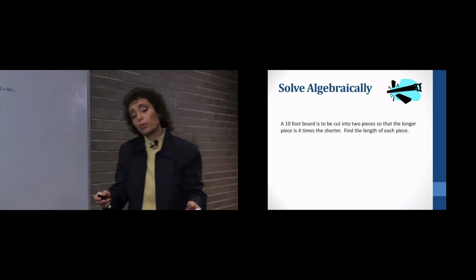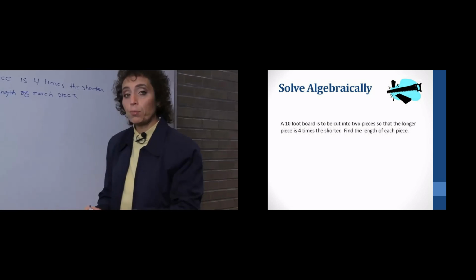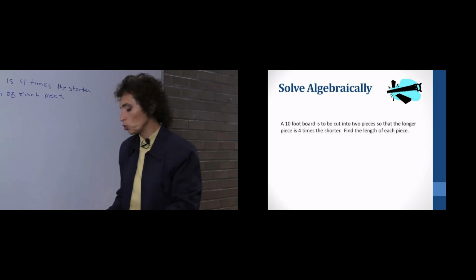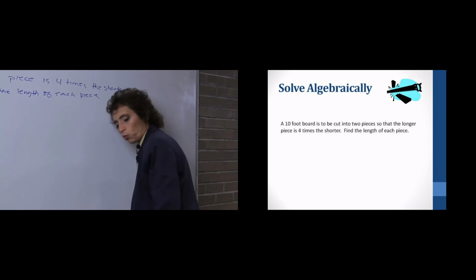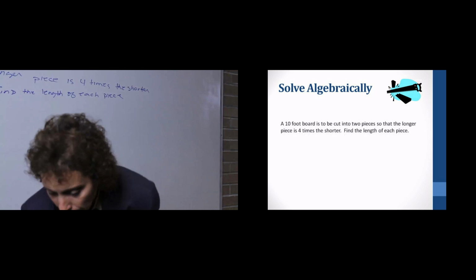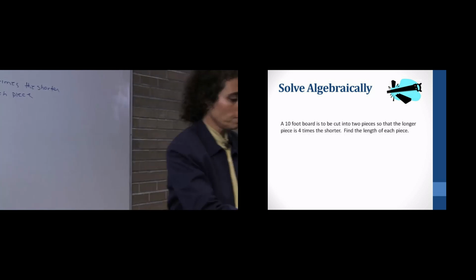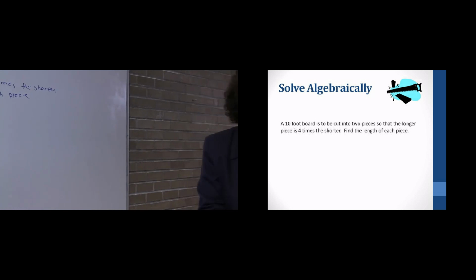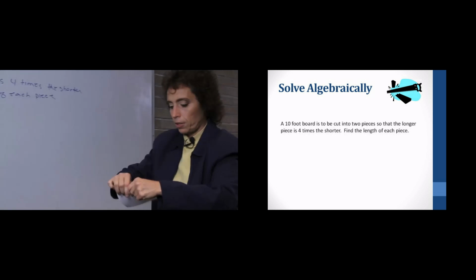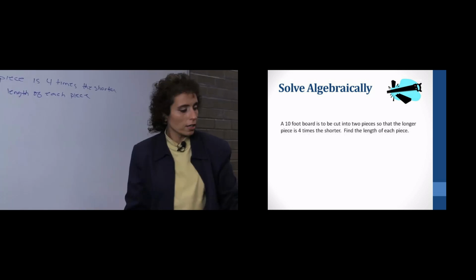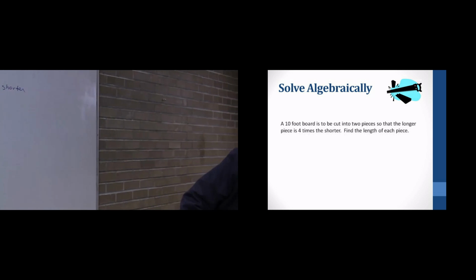Okay, here's what we got. Let's see how you did with this one. A 10-foot board is to be cut into 2 pieces, so the longer piece is 4 times the shorter. I don't have any board with me, I forgot, but I'll tell you what I'm going to do. I'm going to take this piece of paper. Why did I cut it in half? Let me get a new piece.